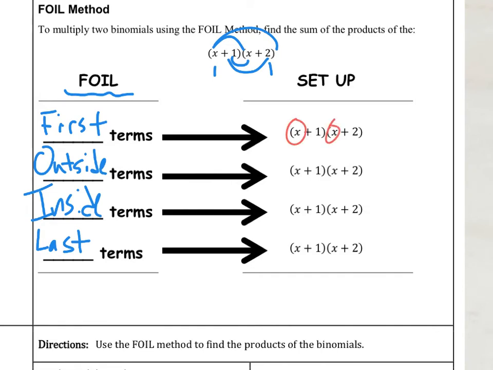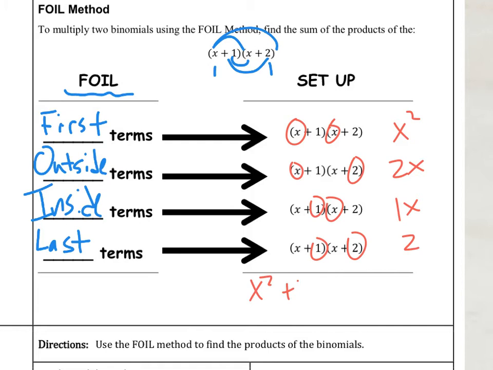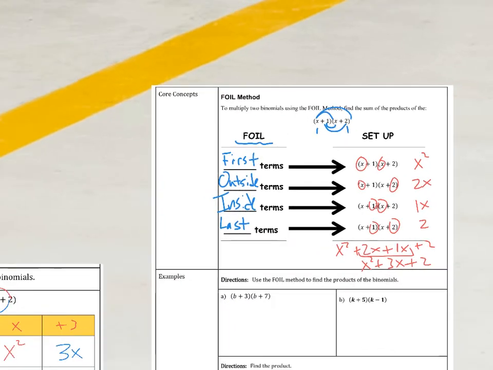Which ones are the first? X times x. That's x squared. Which ones are the outside? The 2 and the x. Multiply them, we get 2x. Which ones are the insides? Well, these 1 and the x are on the inside of the problem. 1 times x is 1x. And the last is the 1 times 2, which is 2. And we put them all together, we get x squared plus 2x plus 1x plus 2. Or x squared plus 3x plus 2, because we need to add those together. All right? Great. So first, outer, inner, last, FOIL.